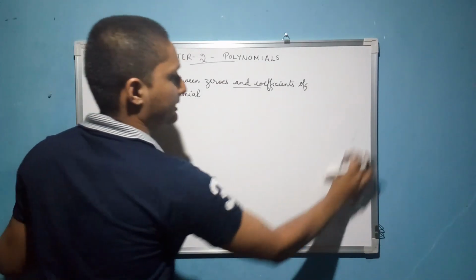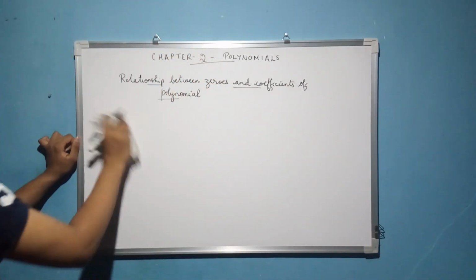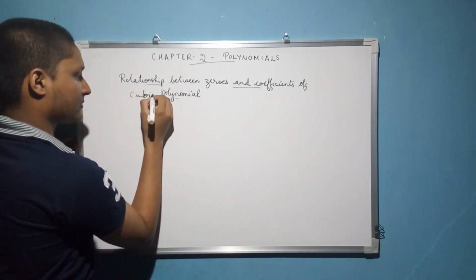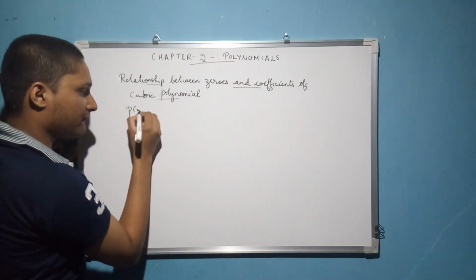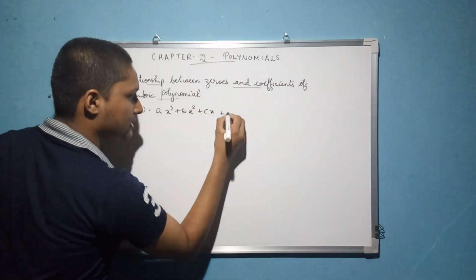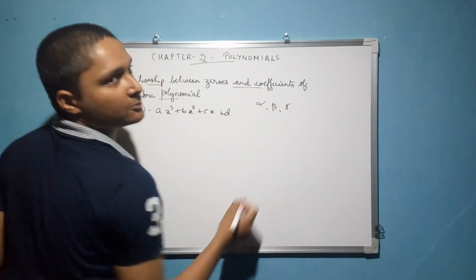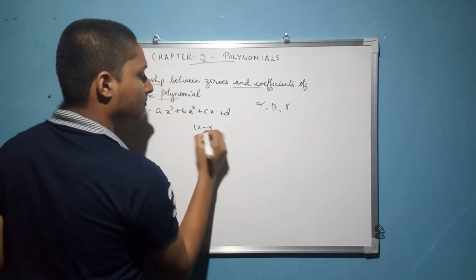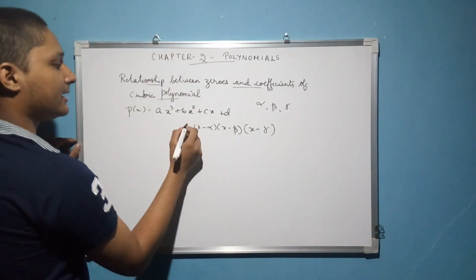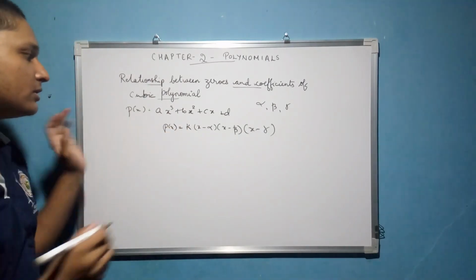Generally this is not so important from the examination point of view, not for the board exam, just for your knowledge. This is the cubic polynomial. Let p of x be ax cube plus bx square plus cx plus d. By the factor theorem, if alpha, beta, gamma are the zeros, then x minus alpha, x minus beta and x minus gamma are the factors, and multiplied with some constant, you get p of x.